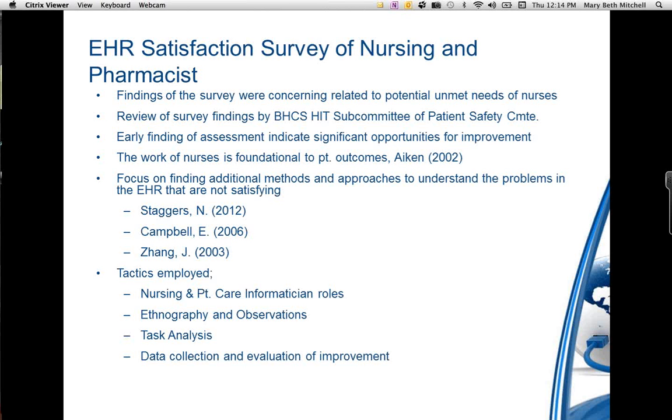And some of the informatics tactics that we're using are ethnography and direct observation. I'll get into that a little bit more. I'll give you some examples of that. Task analysis, which is really understanding the workflow and what nurses and other clinicians need to do to use the technology that we've given them, and then collecting data and trying to see if what we thought we were going to improve, we really have. Next slide.